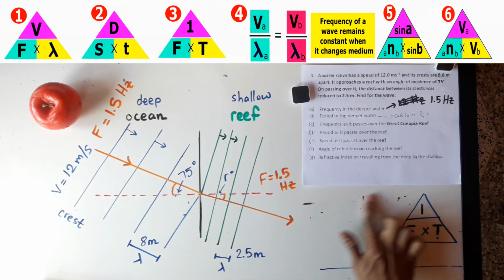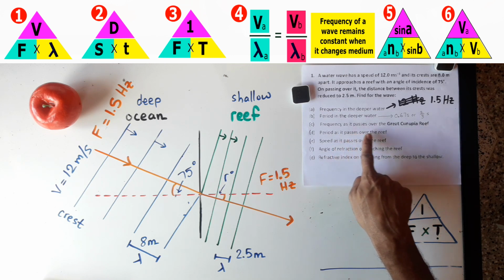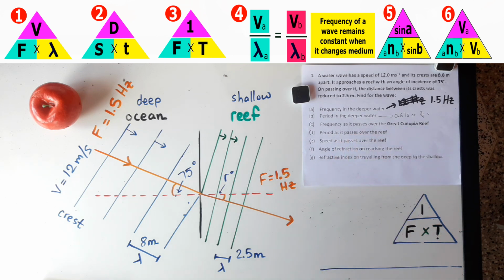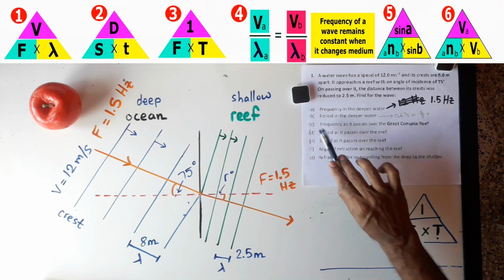What's the next part asking us? The next part is asking us the frequency as it passes over the Great Cunupia Reef, right? Now, some of you didn't know, but the reef that they're referring to is the Great Cunupia Reef, okay? I grew up around there. My father's father grew up around there, and his father's father grew up around there. But I think I already answered C.